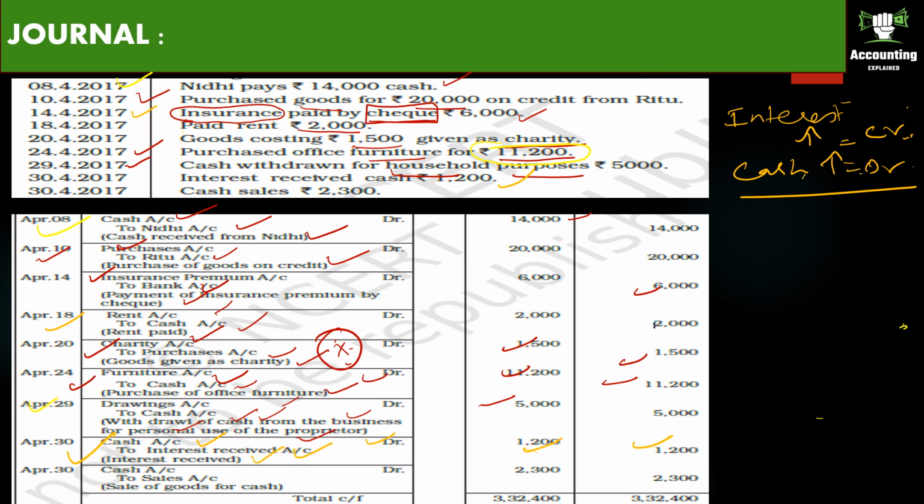Next entry is cash sales of rupees 2300 on 30th April. When you make sales, your cash increases, no? So asset increases, it has to be debited, and sales is an income. Income increases, it has to be credited. So the entry on April 30 is cash account debit to sales account, sale of goods for cash, 2300. Total the sides, you get 3,32,400. Grand total 3,32,400 from the first transaction.